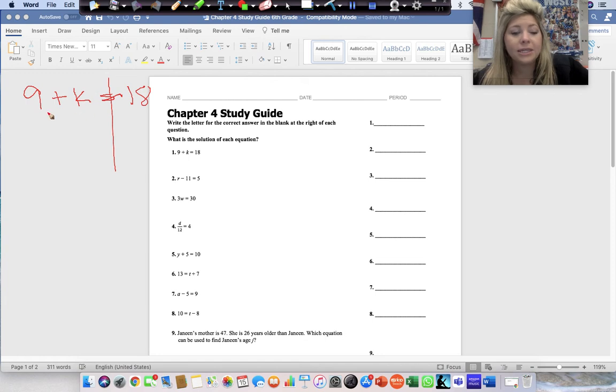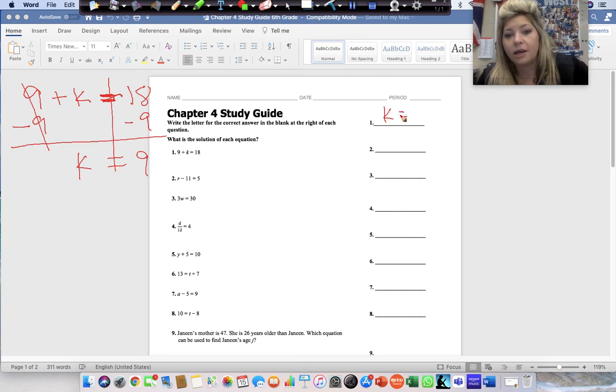See what's happening to k right now? It's being added to 9. And the opposite of adding 9 then is subtracting 9. And we want to do that to both sides of the equal sign. Remember, our equal sign is like a balance. So we want to keep a balance by doing the exact same thing to both sides. So we're going to cancel this out, and we are left with k is equal to 18 minus 9, which is 9. So over here we're going to write k equals 9. On your test it will be multiple choice though.